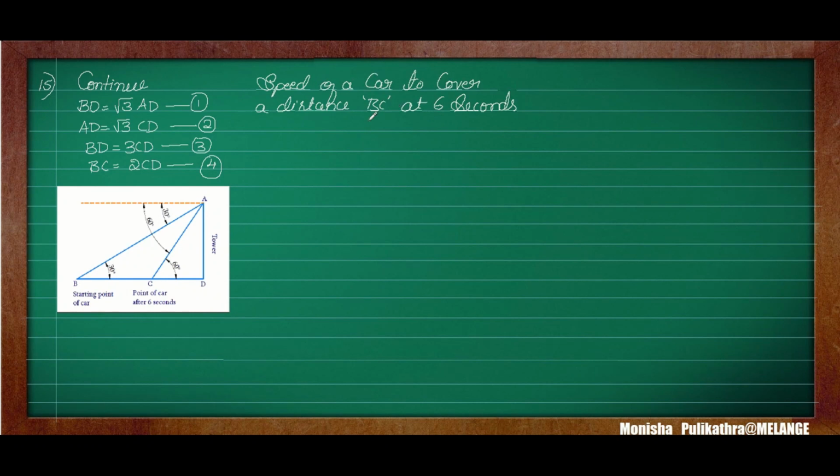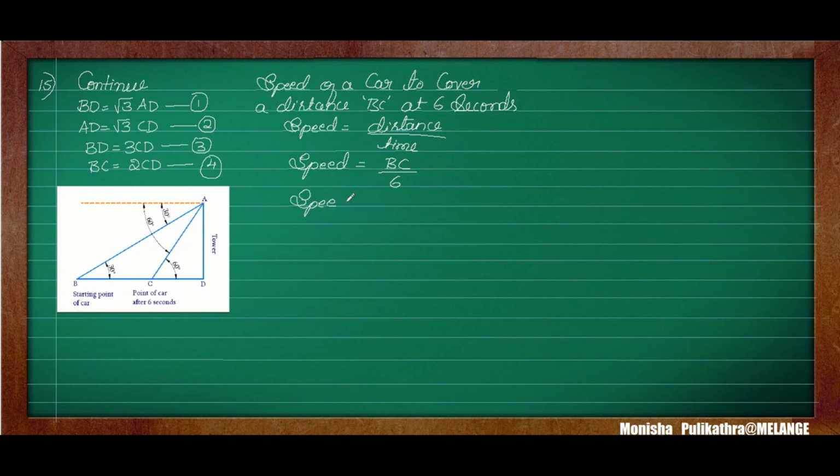Speed of a car to cover this distance, BC distance, in 6 seconds. So what is the speed of the car? We know a formula: speed is equal to distance by time. So what is the distance covered by the car? That is BC distance, right? So BC is the distance. And then the time taken by the car. So what is the time taken by the car? It is 6 seconds.